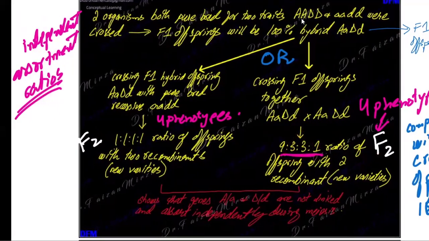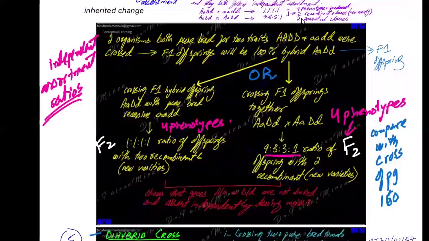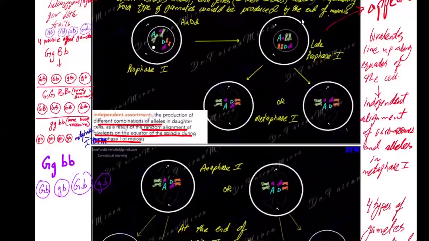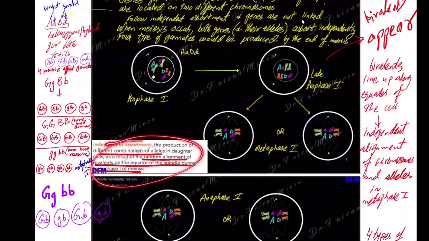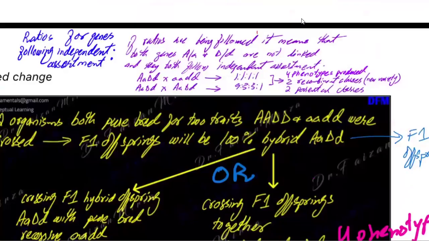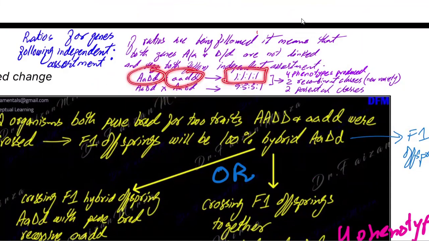Then let's suppose we cross the F1 offspring with the purebred recessive. In this case, again, you will have four different phenotypes, but they will all be in the ratio of 1:1:1:1. Again, you will have two recombinants here. What are recombinants? We'll be discussing them with examples as we go forward. So if independent assortment is being followed, independent assortment simply means that four different types of gametes were produced. There was independent alignment of chromosomes at the equator, and this ended up producing four different types of gametes. So these ratios will be followed. 9:3:3:1 will be followed when you have two dihybrids being crossed together, where you will have two recombinants being produced. And if you cross an F1 dihybrid offspring with a purebred recessive, you will have four phenotypes all in equal proportion.